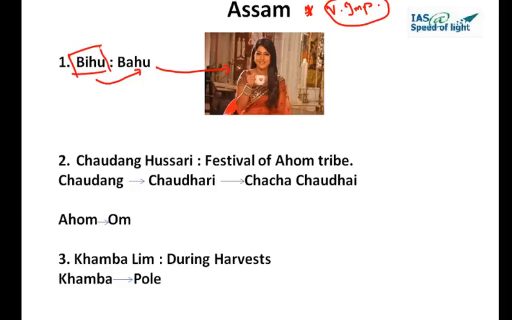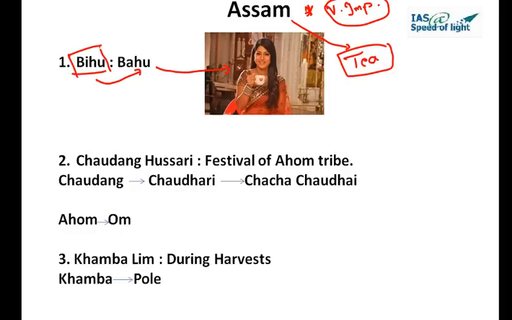So you can use whatever image you want for daughter-in-law. Bihu is one of the dances, and you can now link Bihu or Bahu with Assam, and for us Assam, the picture is Assam tea. So the daughter-in-law is preparing tea while she is dancing. You went to the kitchen and the bahu is dancing and preparing the tea.